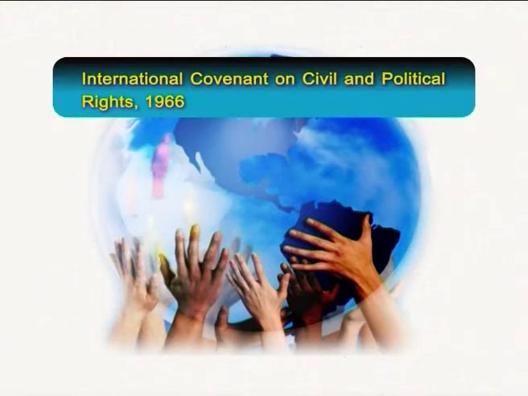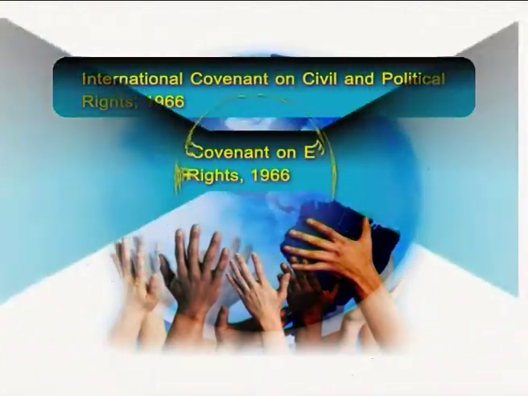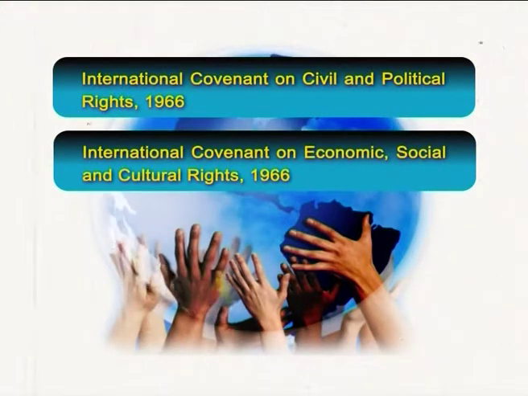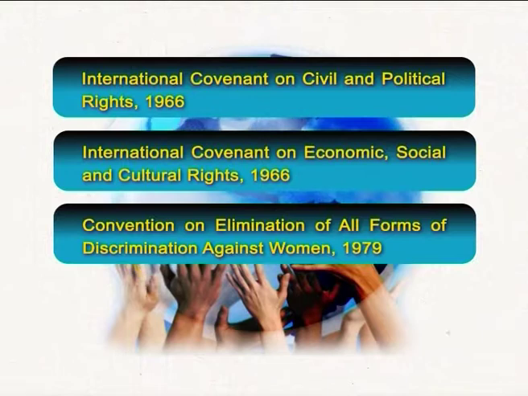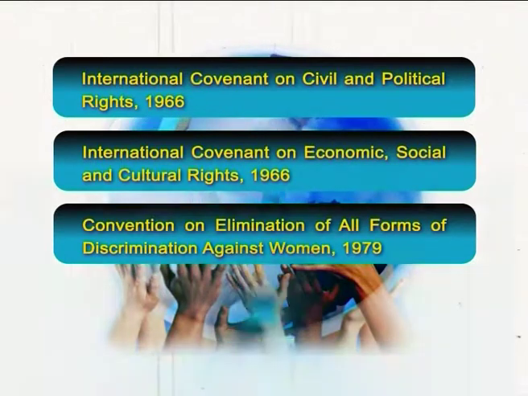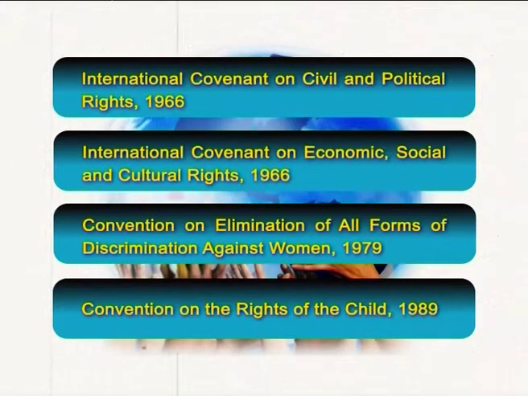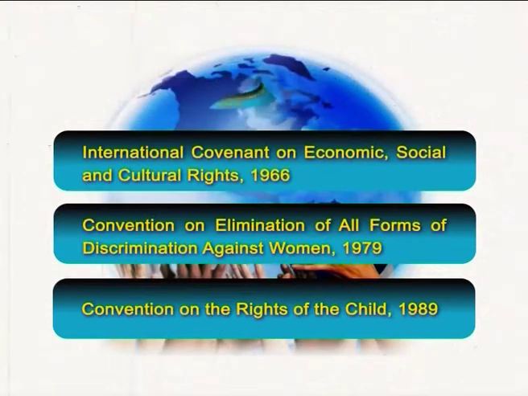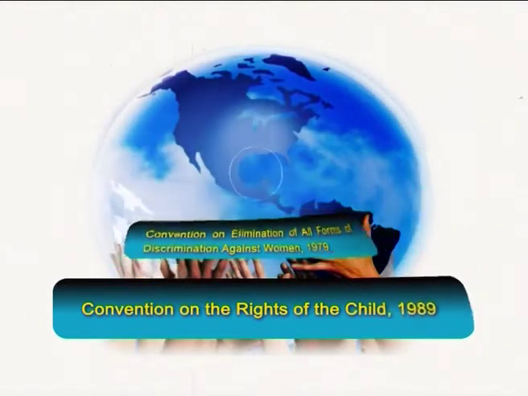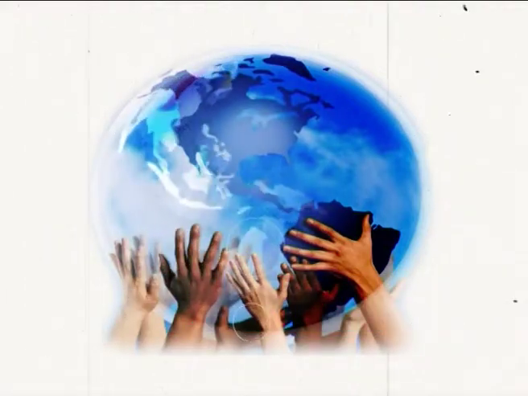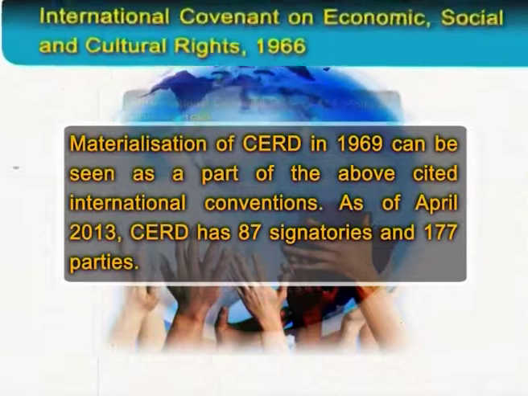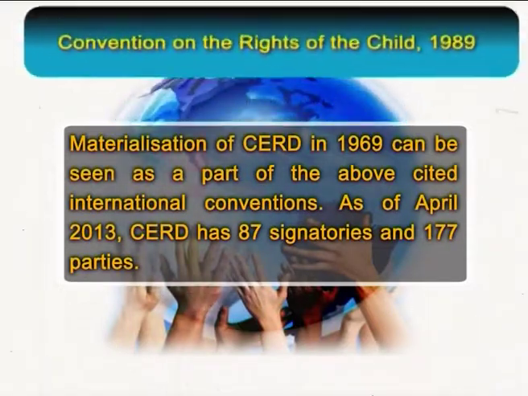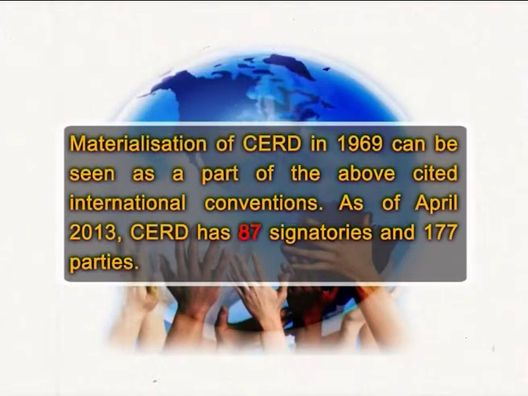The International Covenant on Civil and Political Rights, 1966, International Covenant on Economic, Social and Cultural Rights, 1966, Convention on Elimination of All Forms of Discrimination Against Women, 1979, and Convention on the Rights of the Child, 1989 have all incorporated the principles of equality of all, irrespective of race and culture. Materialization of CERD in 1969 can be seen as a part of the above-cited international conventions. As of April 2013, CERD has 87 signatories and 177 parties.